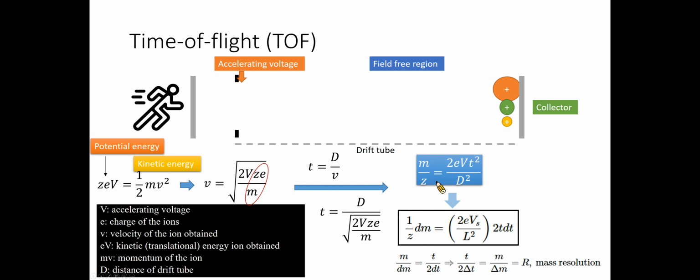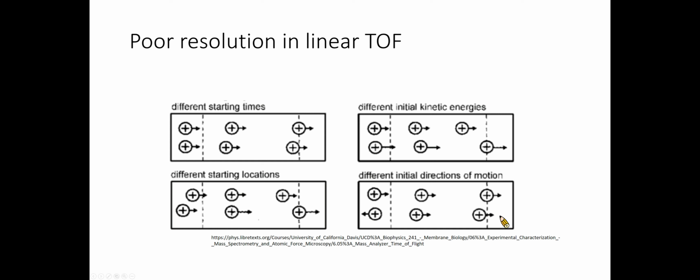We can also describe the mass resolution for ions by differentiating the equation above with respect to mass and time. We get the following relation. Manipulating the equation, we get the following relation used to express the mass resolution. One of the drawbacks of using a linear TOF is poor mass resolution.